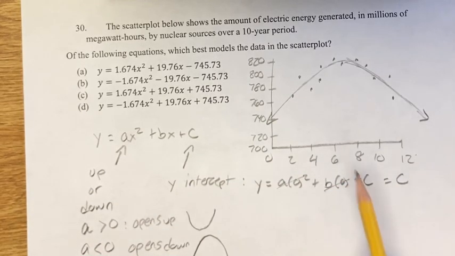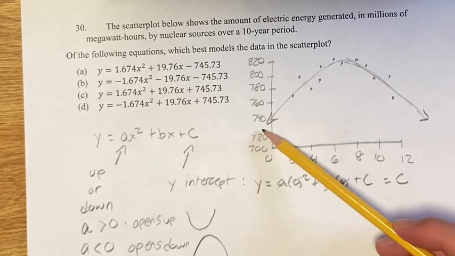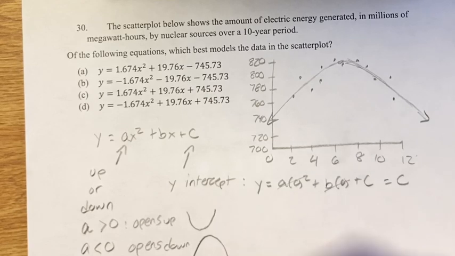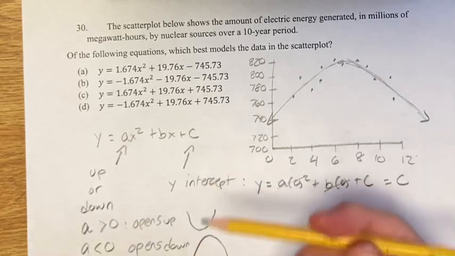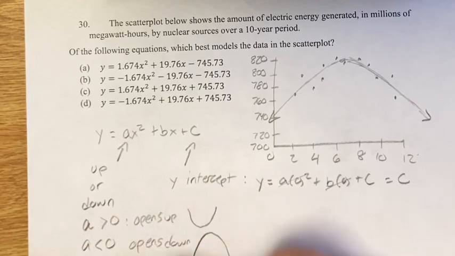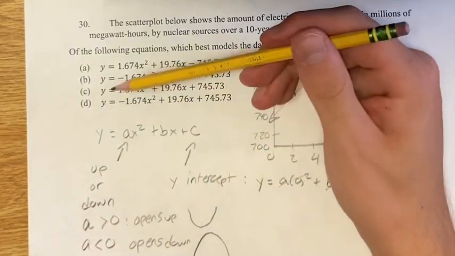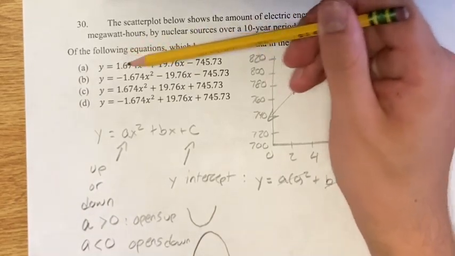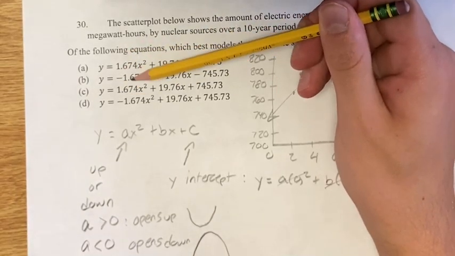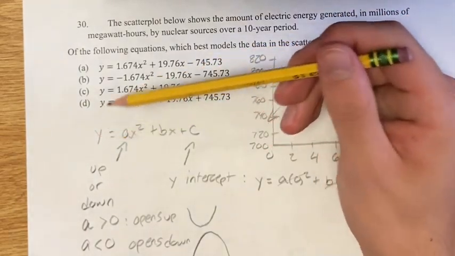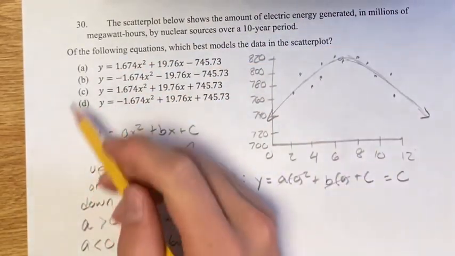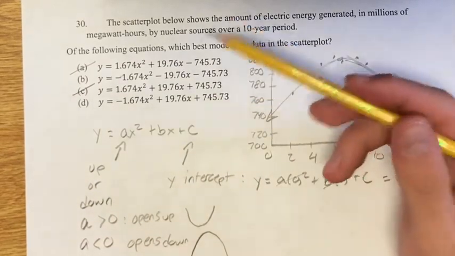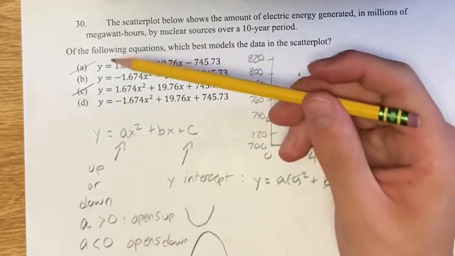And in this situation, we have it opening down, right? It goes up, up, up, then our vertex is the maximum value, and then it goes back down. So this is the same form, opening down, and that means a is going to be less than 0. So in these four options, a, the coefficient of the x squared term, is either positive 1.674 or negative 1.674, and we're opening down, so it's negative 1.674, which means a and c cannot be our answers. Now, we have b and d left, right?